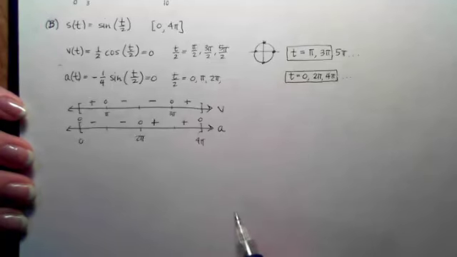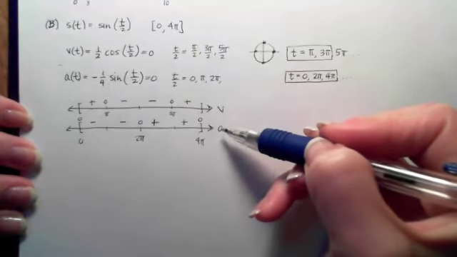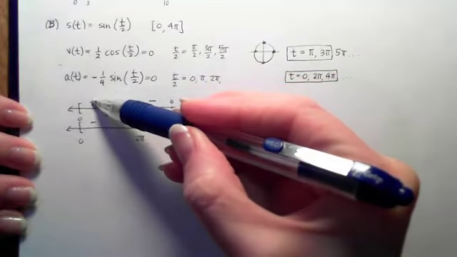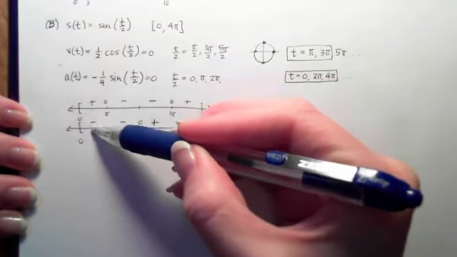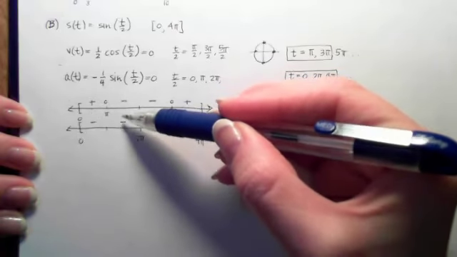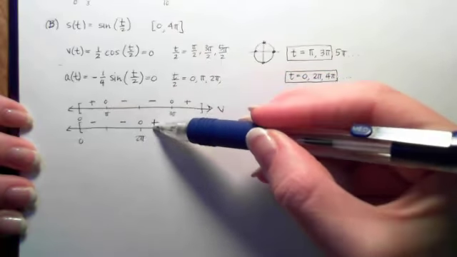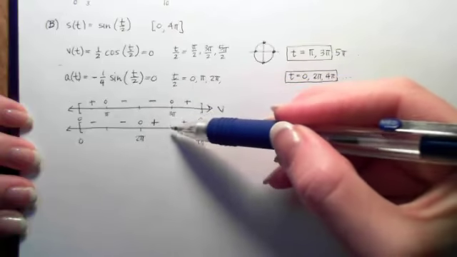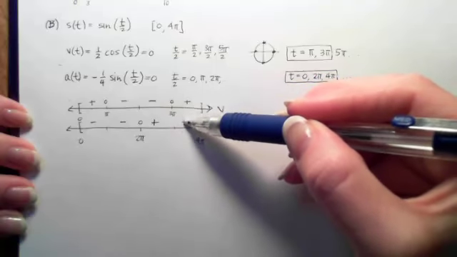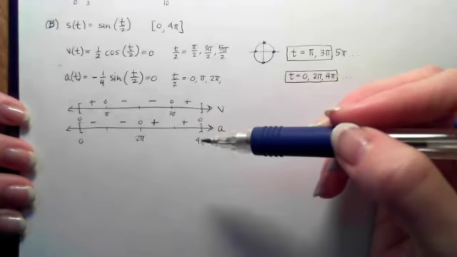I can also talk about when I'm speeding up and slowing down. I will slow down when the sign of the velocity and the sign of the acceleration are fighting each other, when they are opposites. So here I'm moving right and pushing left, so I will slow down from 0 to pi. Here I'm moving left and pushing left, so that means I'm going to speed up from pi to 2 pi. Here again they're fighting each other, so I will slow down from 2 pi to 3 pi, and then I am speeding up again because I'm moving right and pushing right. And I think that's probably anything I would ask.